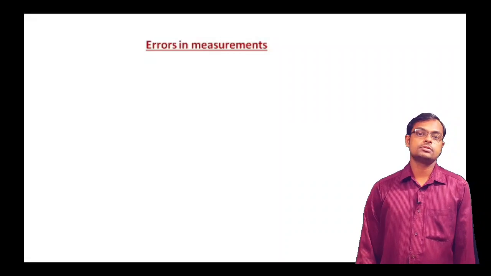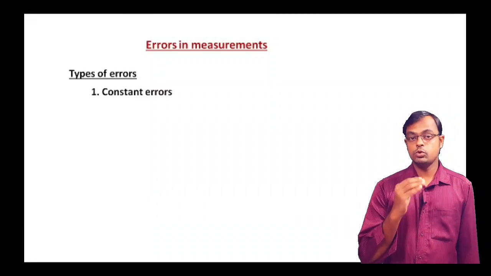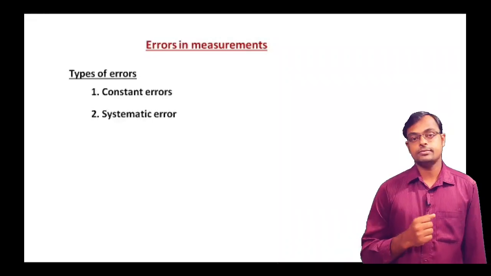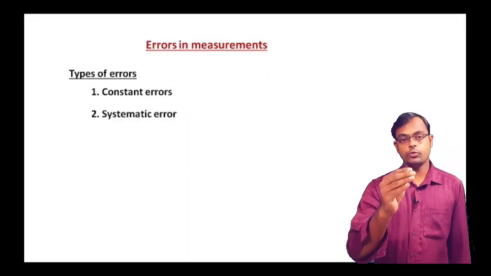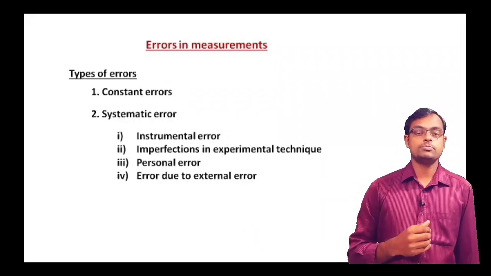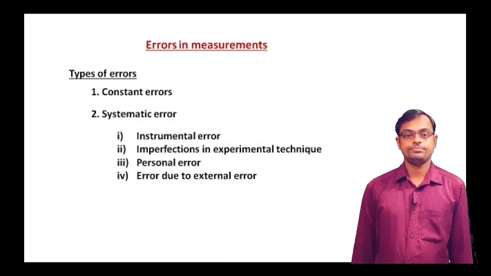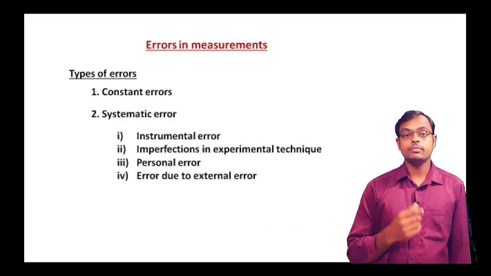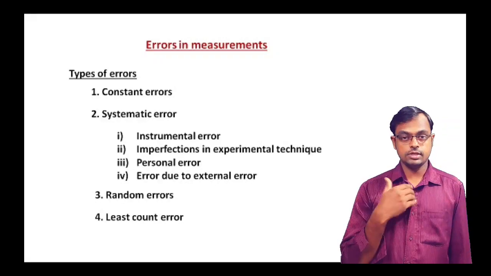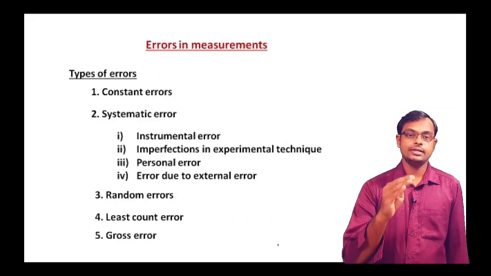So which are the errors in measurements? The first type of error is called constant error. Second type is called systematic error. Systematic error is again divided into four categories: instrument error or instrumental error, imperfections in the experimental technique, personal error, and the last one is error due to external causes. The next type of error is called random error, and one more is called least count error. We have already learned the least count, so this is an error related to least count. And the last one is called gross error. Now let's discuss in detail one by one.